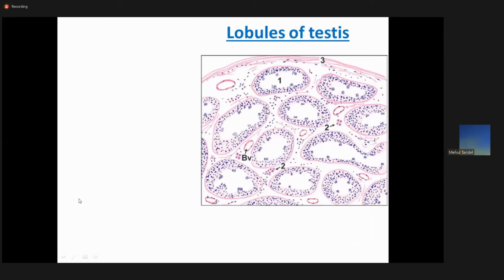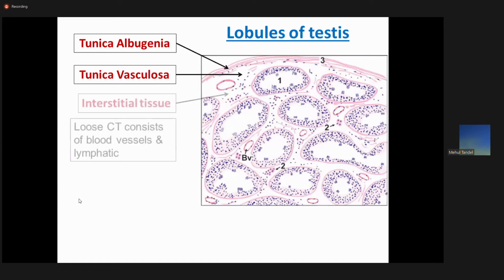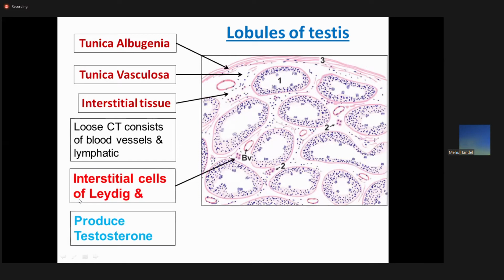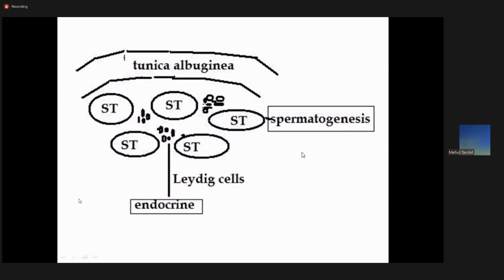Now let's see the detailed, microscopic structure of a lobule of testis with seminiferous tubule. The lobule of testis is covered by the tunica albuginea. Inside the tunica albuginea is the tunica vasculosa, which continues with the interstitial tissue. It is a loose connective tissue of blood vessels and lymphatics containing interstitial cells that produce testosterone, and within the interstitial tissue you can see various sections of seminiferous tubules. This is how it appears under the microscope.